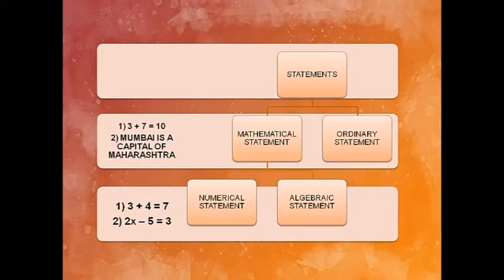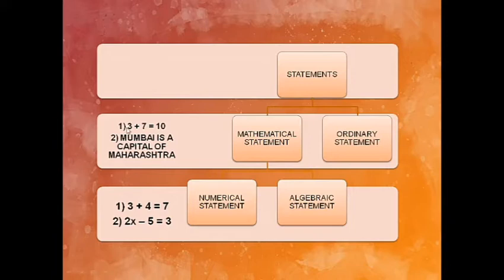There are two types of statement: the mathematical statement and the ordinary statement. The mathematical statement we use only in mathematics, and the ordinary statement means the statement which we use in our daily life, while talking. So what is a mathematical statement and what is an ordinary statement? A statement written using numbers only, by performing functions between the numbers, is called a mathematical statement.